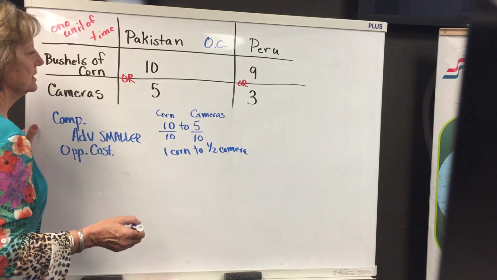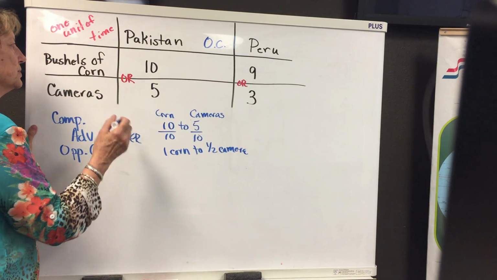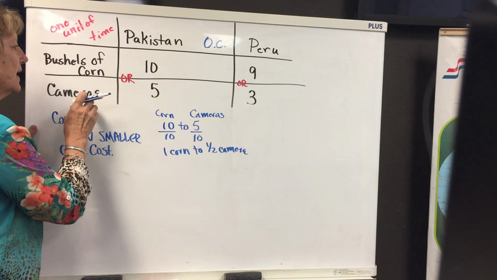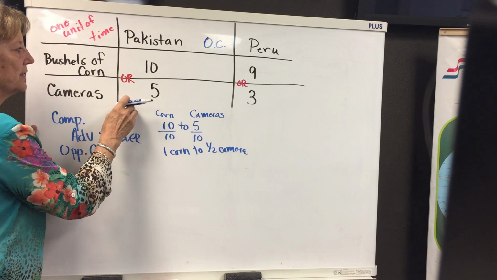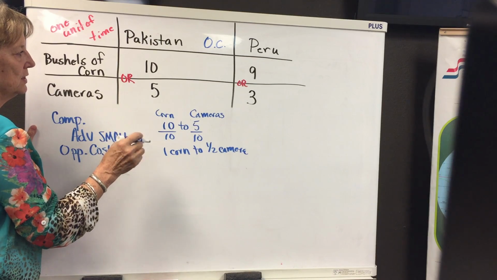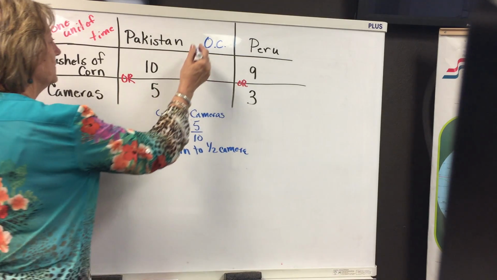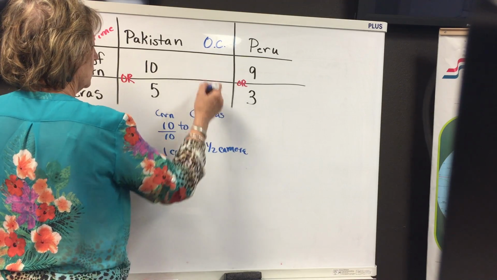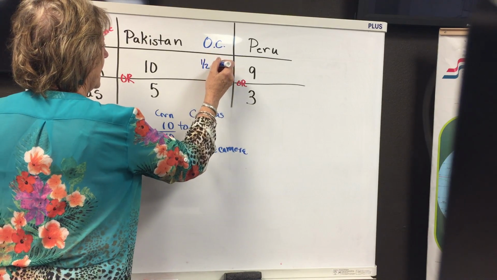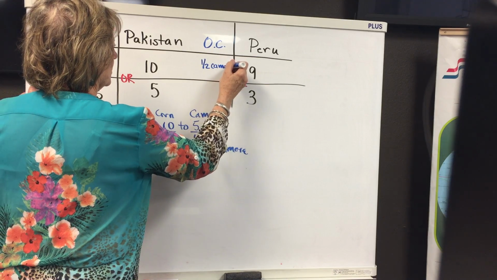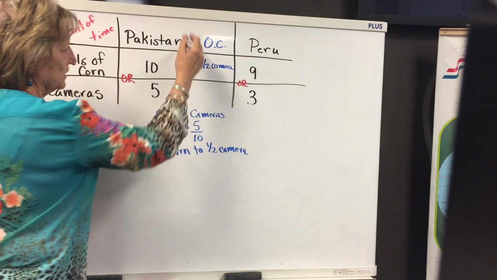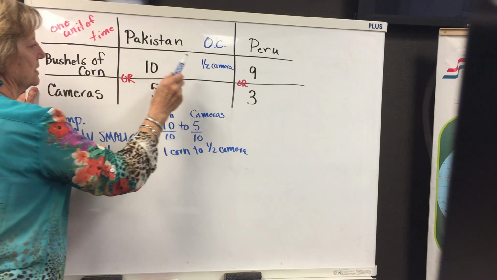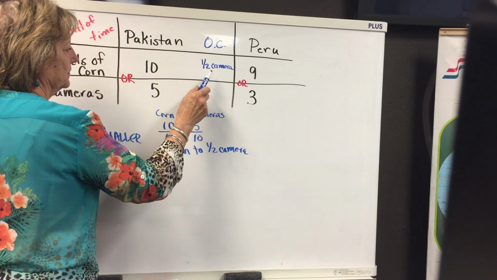And what that means is if they want to produce 1 more bushel of corn, then they're going to have to give up producing 1/2 of a camera in that unit of time. So we come over here under opportunity cost, and 1 bushel of corn is equal to 1/2 of a camera. So to read what I've written, the opportunity cost for 1 bushel of corn is 1/2 of a camera.